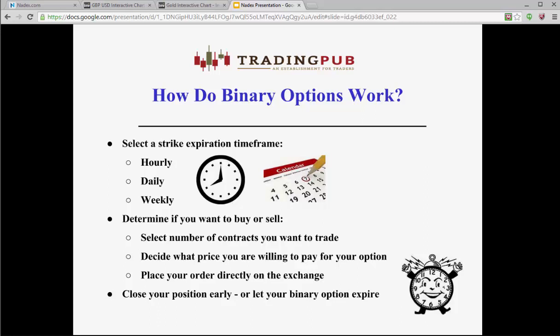Now, once you place your order on the exchange, if everything is running fine, you can let it run to expiration and get your full profit. However, if the trade is coming against you and you feel like you're going to be on the losing end of a proposition, you can close out your position early and maybe minimize your losses on the transaction.